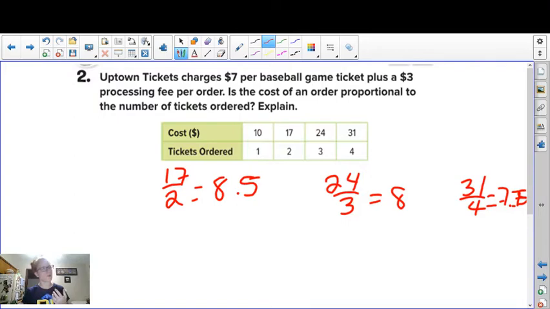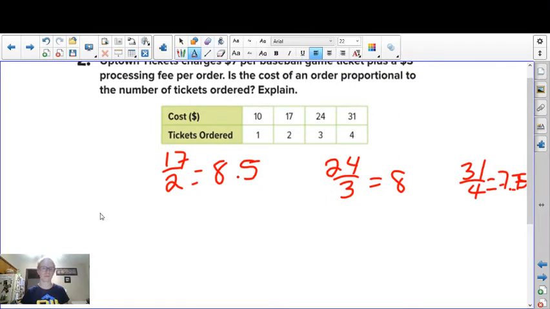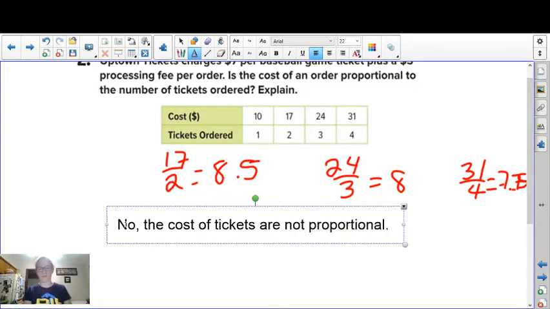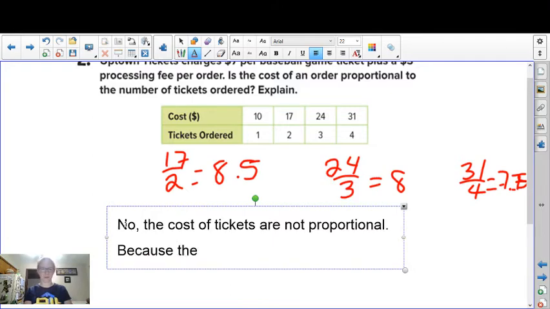So are these proportional? Hopefully you're all saying no. No, the cost of tickets is not proportional. And why do you think that is? Let's discuss why, because it's asking me to explain. It's not proportional because the ratios are not equivalent.